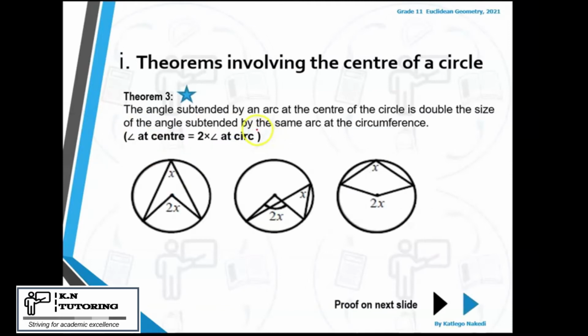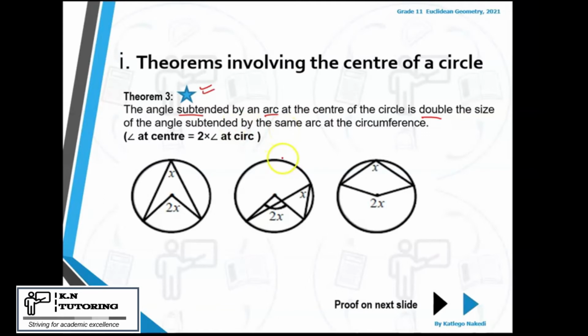Okay. Now we move to theorem number 3. We can see there a star. I believe you know what the star means. It means this theorem is examinable, so you need to know how to solve this using first principles. Again, one of my favorite theorems. It says the angle subtended by an arc at the center of the circle is double or twice the size of an angle subtended by the very same arc at the circumference.